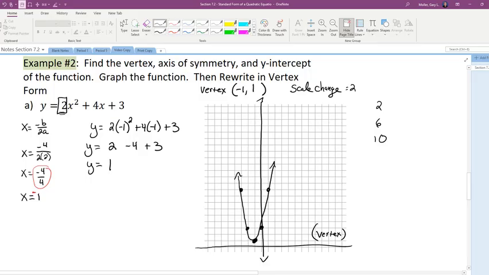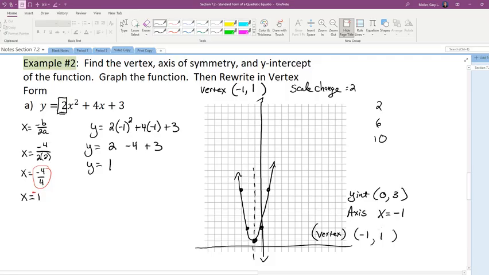A little sketchily drawn. All right, so now my axis of symmetry. So first of all, let's do our vertex. Our vertex is at -1, +1, which means my axis of symmetry is x equals -1, because that's the vertical line, that's the mirror. Our y-intercept is the point 0, 3, which we already knew.